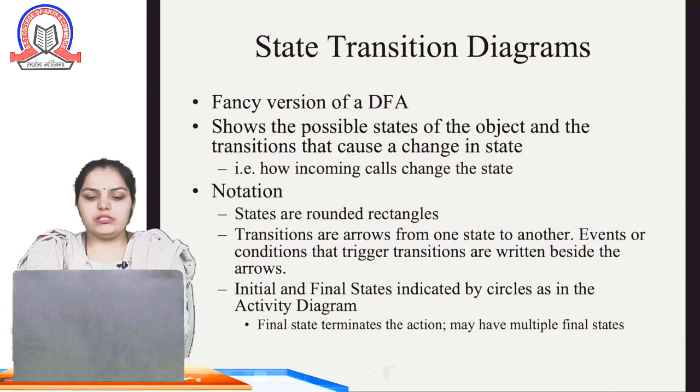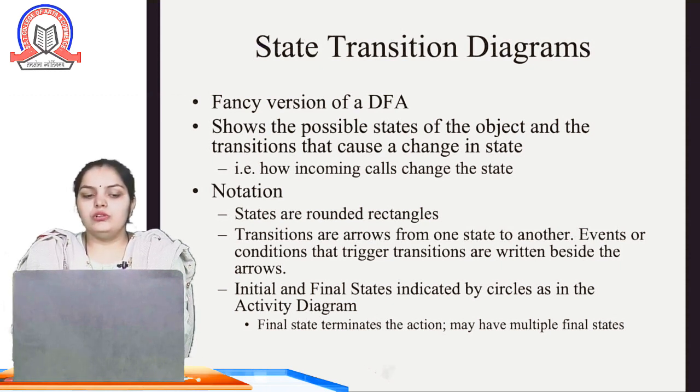The next is the state transition diagram. It is nothing but a DFA, or a fancy DFA you can say. It shows the possible states of the objects and the transitions that cause a change in state, for example, how an incoming call changes the state. The notations we use here: a round rectangle for a state, an arrow for a transition, and circles for the initial and final states, like in the activity diagram. The final state is the termination action, where we can terminate the different states.